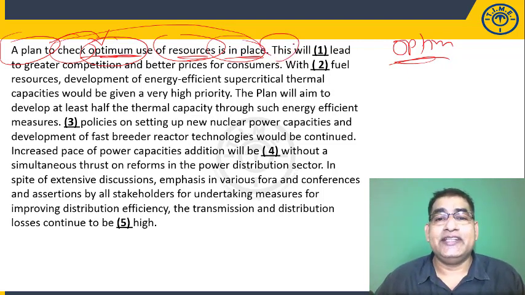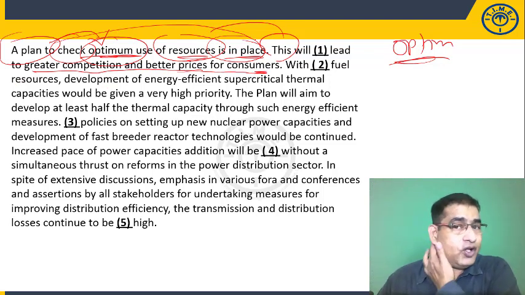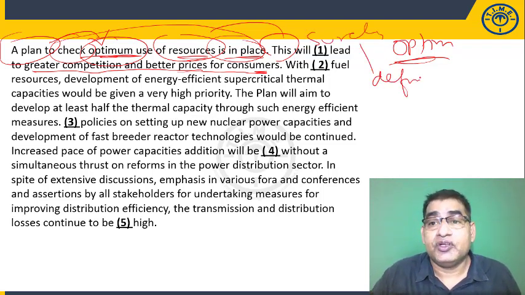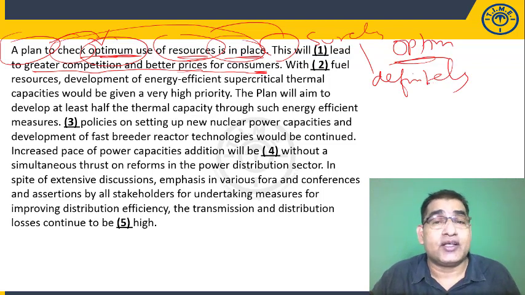Then the author says, this means the plan will dash lead to greater competition and better prices for consumers. So if such a plan is there, obviously it will, surely or definitely. So that's our clue and answer word also.